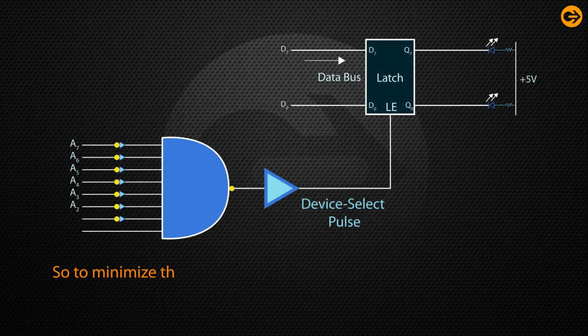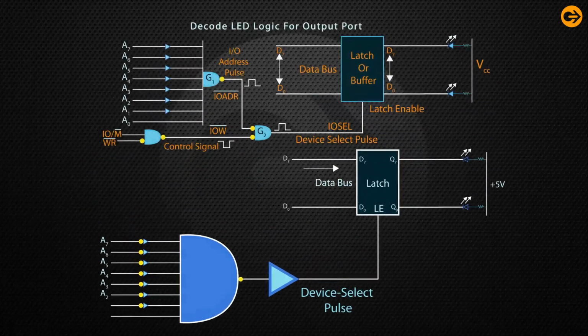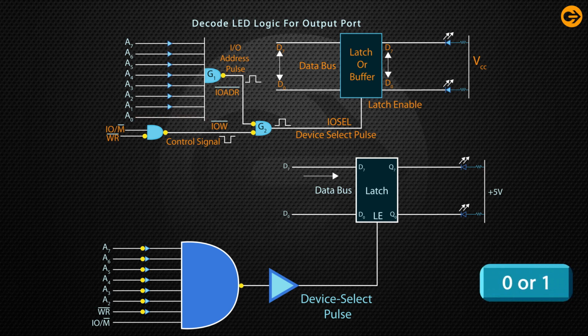To minimize the cost, the output port can be selected by decoding only some of the address lines, which is called partial decoding. These two circuits are similar to each other, except that the address lines A1 and A0 are not connected, and they are replaced by IOM bar and WR bar signals. Because the address lines A1 and A0 are at don't care logic level, they can be assumed to be 0 or 1.